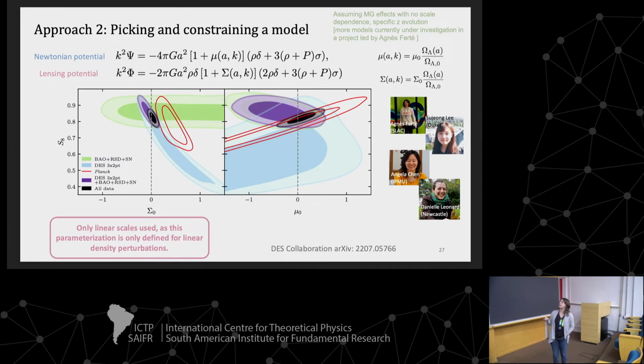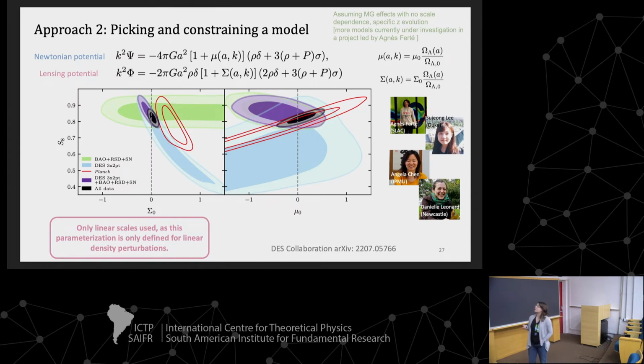But we find when we combine everything together in black, our constraints on sigma naught and mu naught shift right on top of 0 and 0, which is the values associated with general relativity. So here, maybe other than something funny going on with the CMB, we're not seeing a preference for any deviations from general relativity.